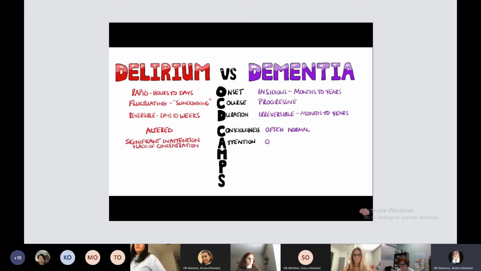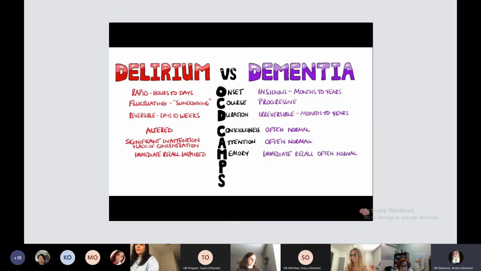A is for attention, which again can be altered in both dementia and delirium, but in delirium there is a significant impairment typically present, while in dementia the attention may be somewhat normal, given that overall dementia is mostly associated to memory loss, while delirium heavily features a lack of concentration and inattention. M is for memory. In delirium, the immediate recall is usually impaired, while longer-term memory may be quite good. In dementia, however, the immediate recall is often normal. P is for psychomotor changes, which, as we mentioned in delirium, can be hyperactive or hypoactive, whereas in dementia, psychomotor disturbances are not usually present.